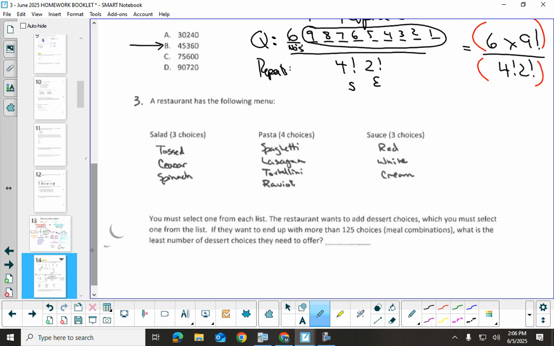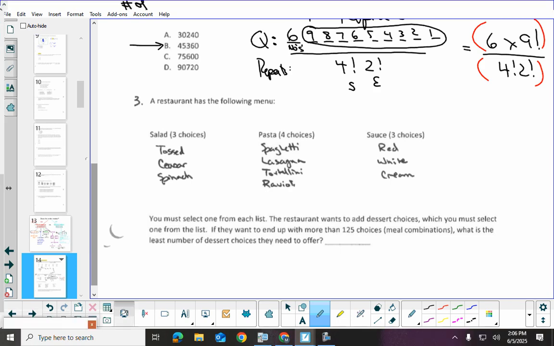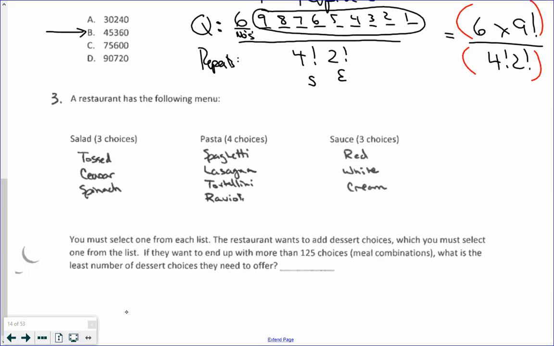Okay, a restaurant has the following menu. Salad, you got 3 choices. Pasta, you got 4 choices. And sauces, you got 3 choices. You must select one from each list. Select. So selections are combinations. So you've got to choose one. You've got to choose one. You've got to choose one. The restaurant wants to add dessert.